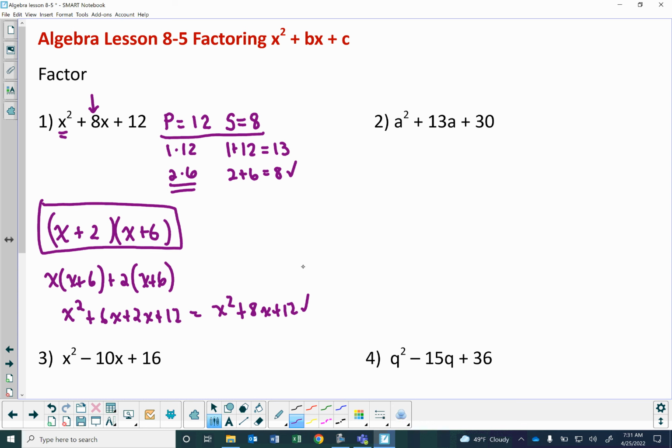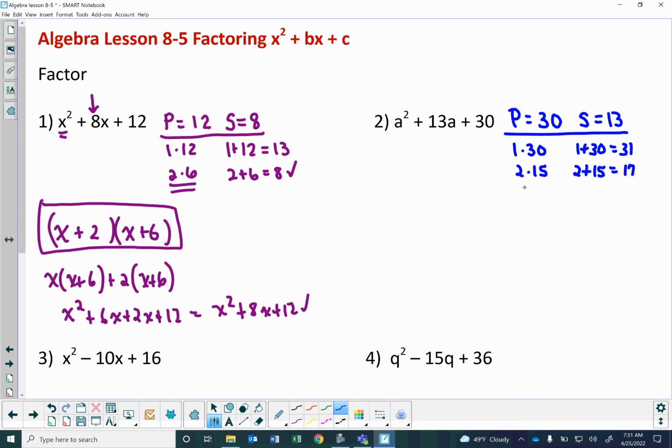Let's take a look at problem number 2. Problem number 2, I need a product of 30 with a sum of 13. Two numbers that multiply together to get 30, add together to get 13. Well, 1 times 30, but 1 plus 30 is 31. I know everything's positive again because I don't have any negative signs inside my trinomial. 2 times 15, ooh, that's close, because 2 plus 15 is 17. We're getting closer.